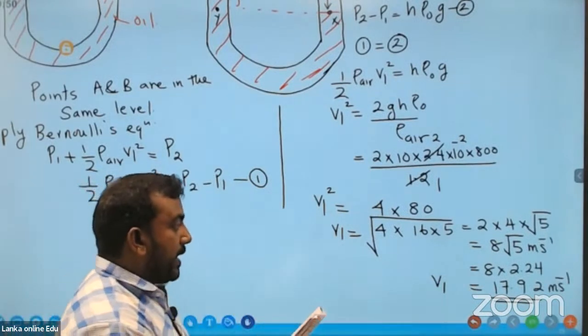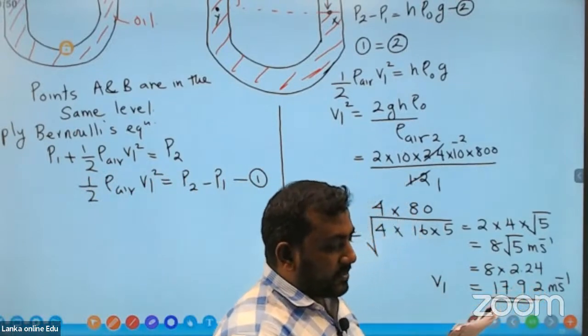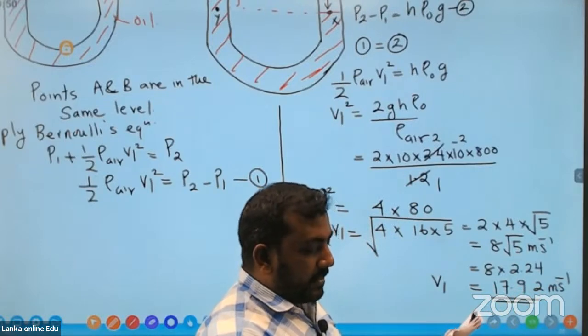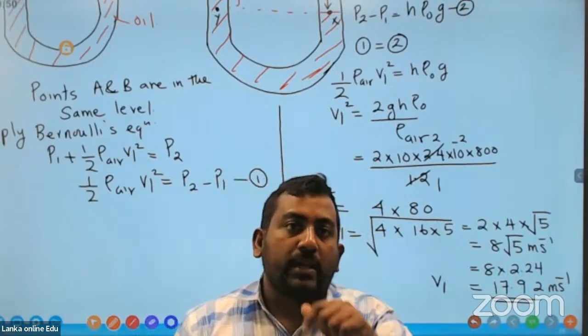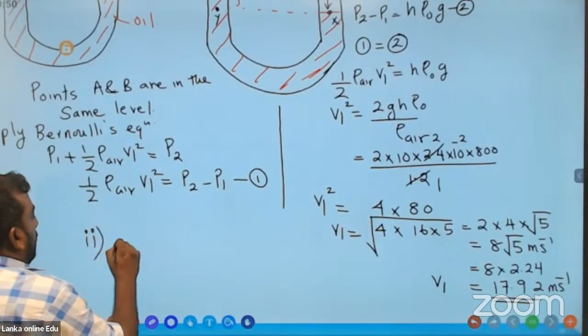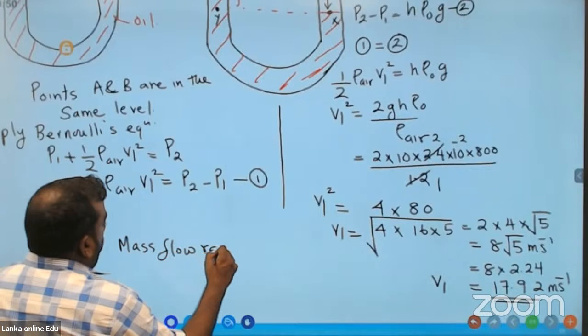Right, Roman 1 done. Roman 2: if the area of cross section of the gas stream is 10 to the power minus 4 meters squared, find the rate of mass flow. You know mass flow rate is A rho V. Mass flow rate of air.